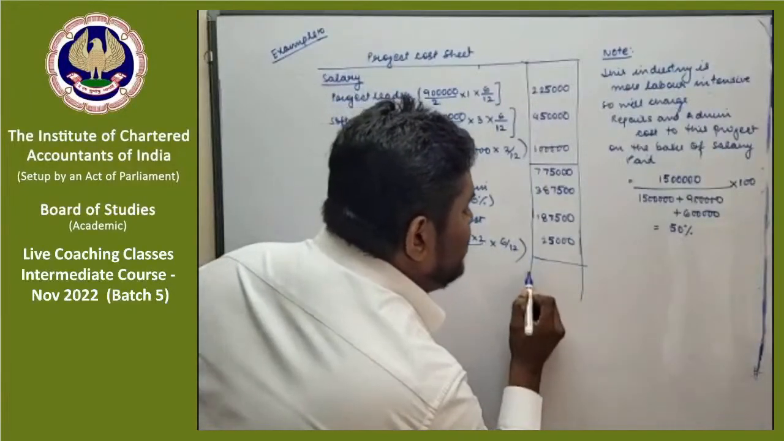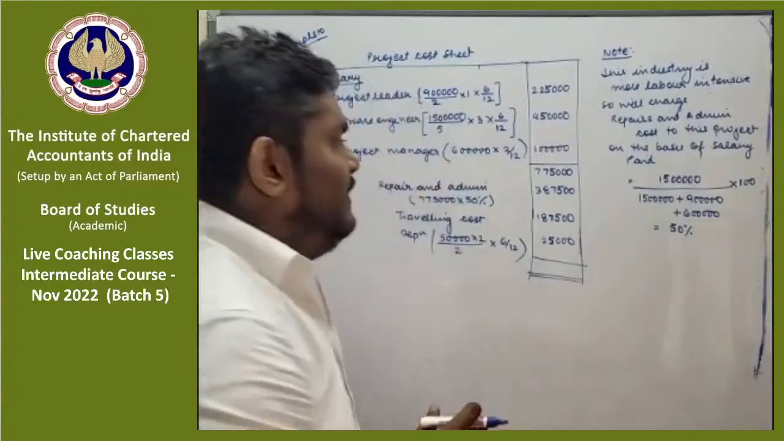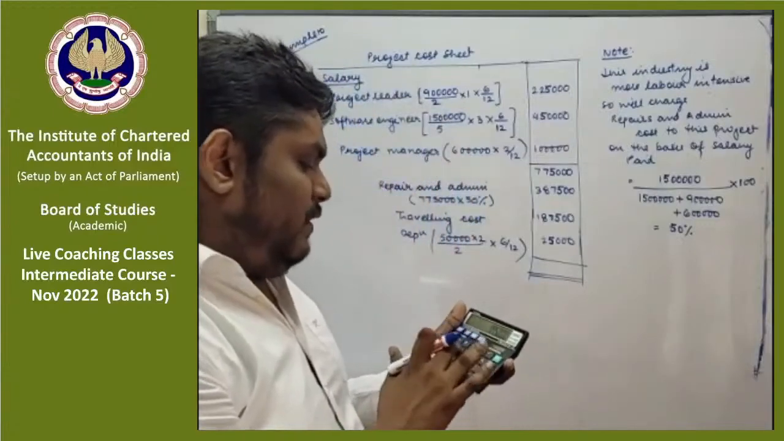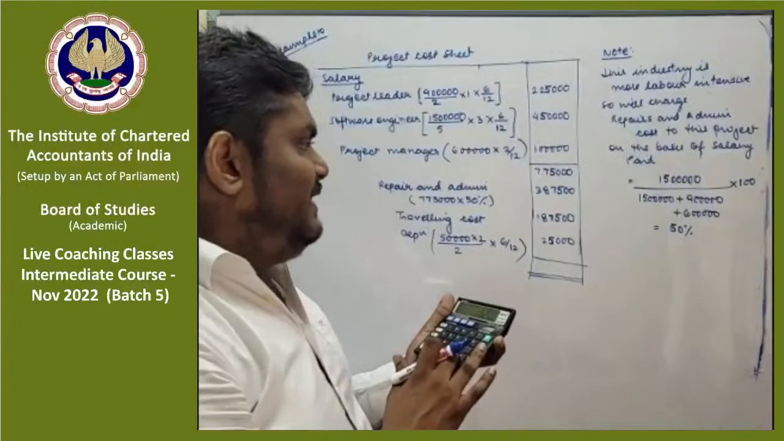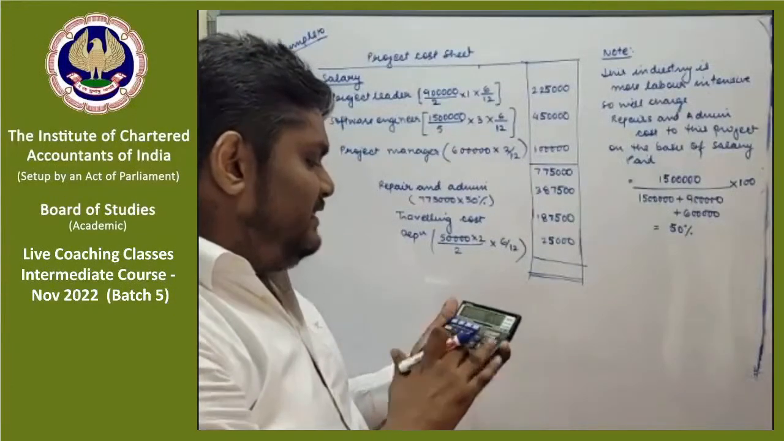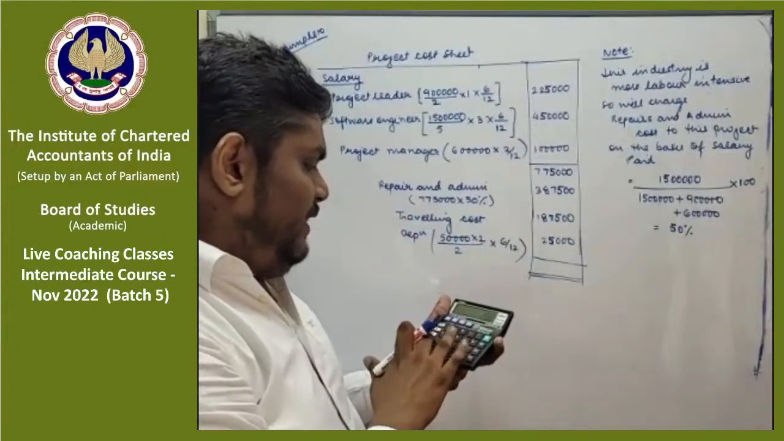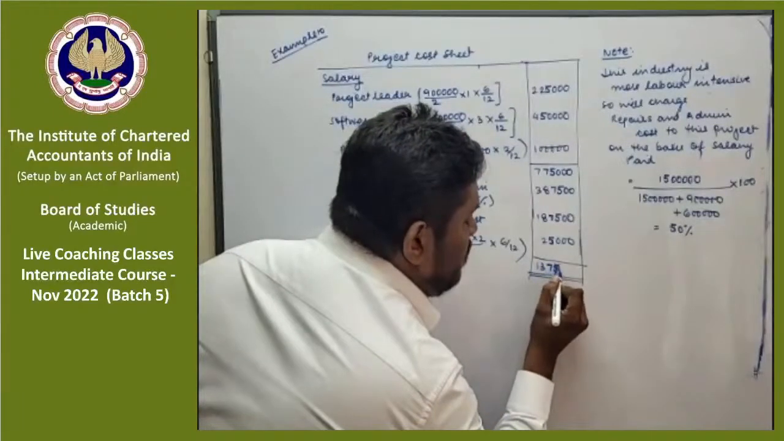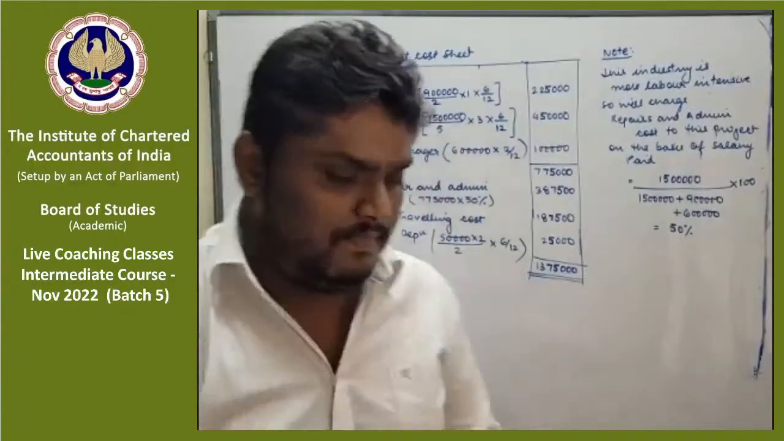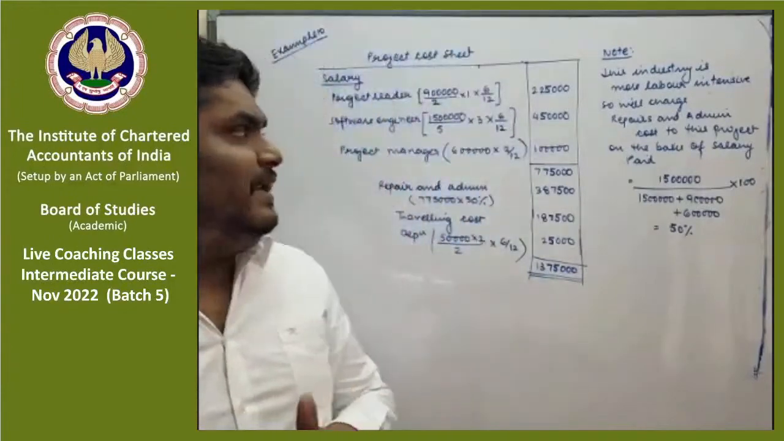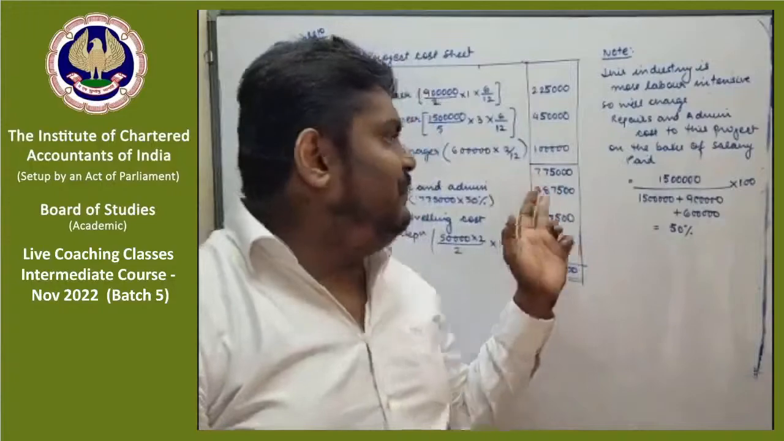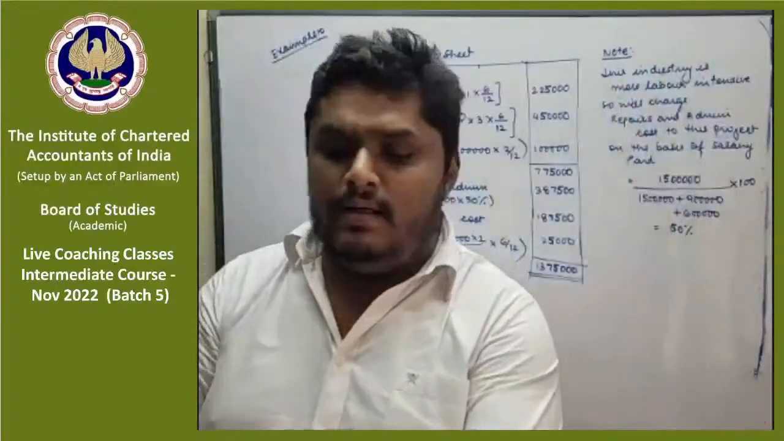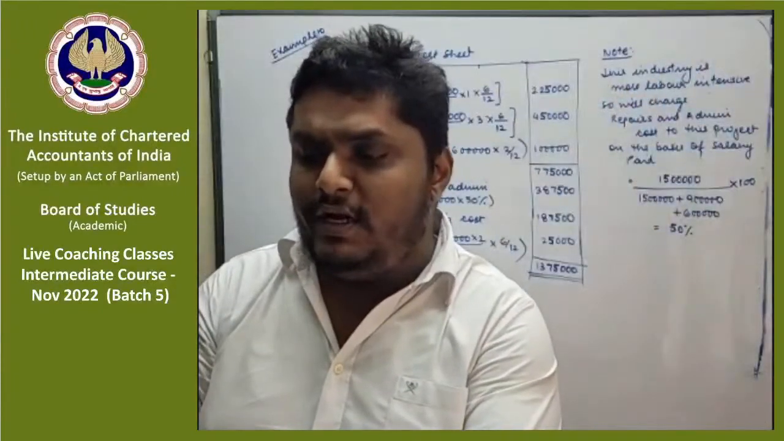So we will get the project cost, and that will be 7,75,000 plus 3,87,500 plus 1,87,500 plus 25,000. So 13,75,000 is the total project cost. If you guys have any doubts about why I have done this 50%, I have written the explanation also for your reference.